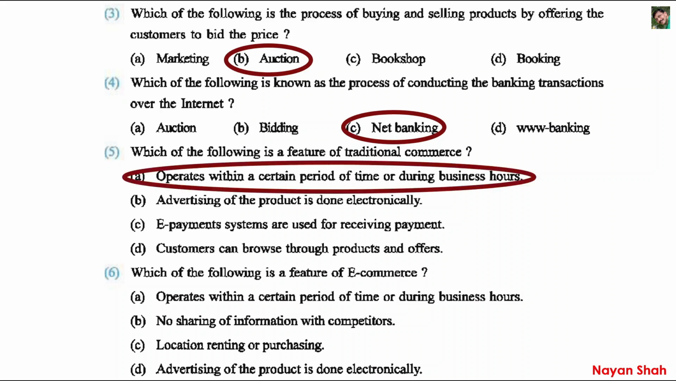So the correct answer would be A, that it operates within a certain period of time. Or rather, you can say that is the only option which fits traditional commerce and not e-commerce. We know that e-commerce operates 24/7, whereas in traditional commerce there is a certain period of time during which business can be conducted.